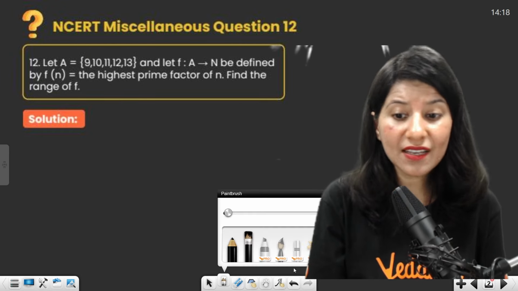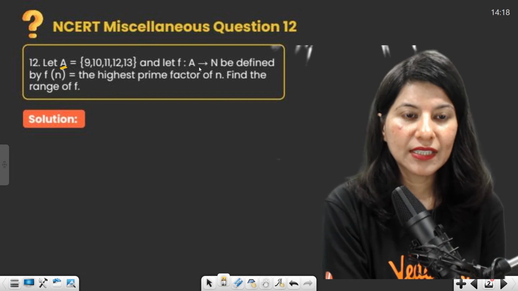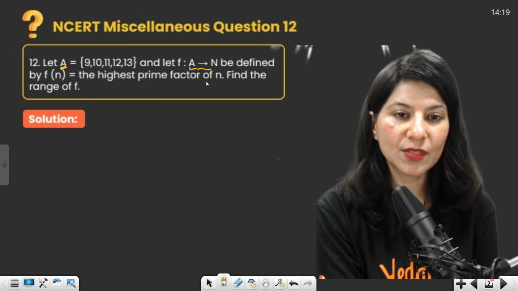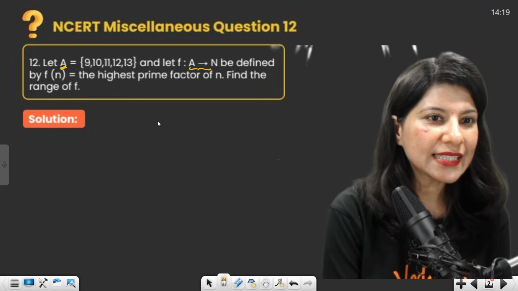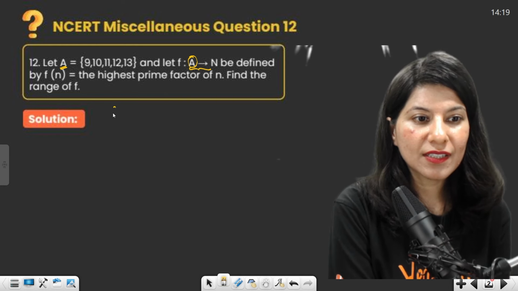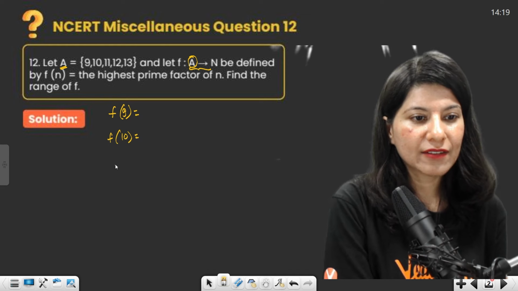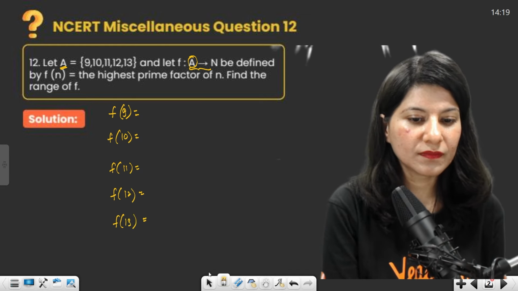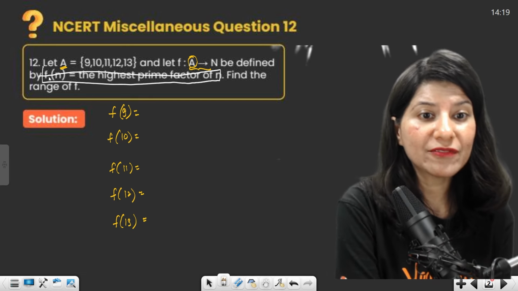Okay. And the last question from miscellaneous. Set A is 9, 10, 11, 12, 13. And let F from A to N be defined by F of n, the highest prime factor of n. Find the range of F. Okay, very good question. What they are saying is A to N. So this is A. That means the domain will be F of 9, F of 10, F of 11, F of 12, and F of 13. So F of n, the definition of the function, is the highest prime factor of n.